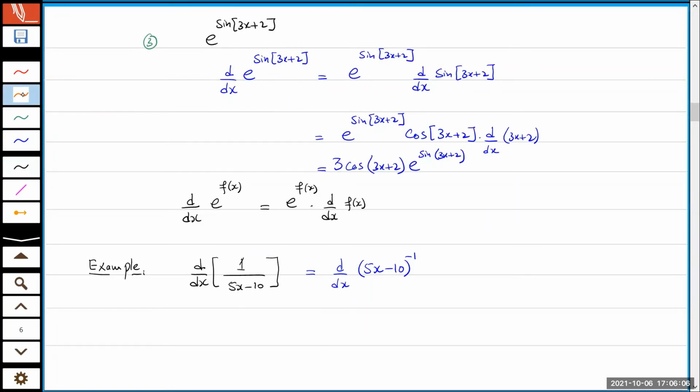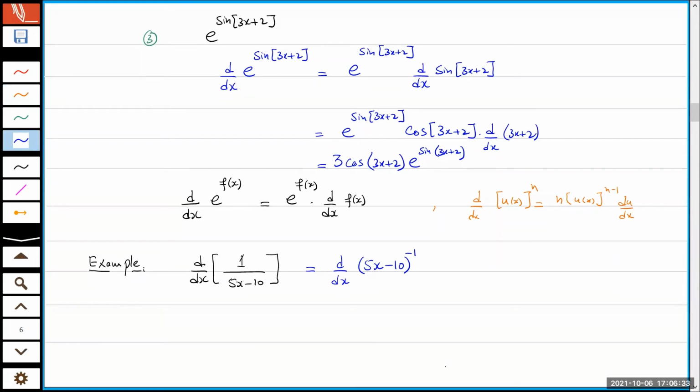This is exactly the derivative of some function of x to the power n, where n happens to be negative 1. We wrote the rule as n times u of x, we don't touch that, to the power n minus 1, and then we multiply it with the derivative of u of x. So first thing now is the exponent, negative 1. I have to deal with it first. I apply the power rule. Negative 1 comes down. I don't touch the function inside. I subtract 1 from the power.